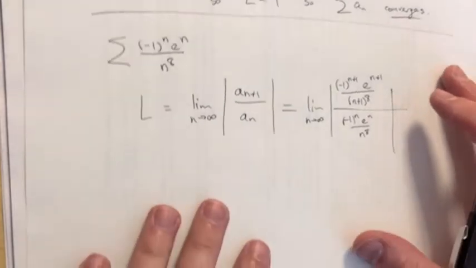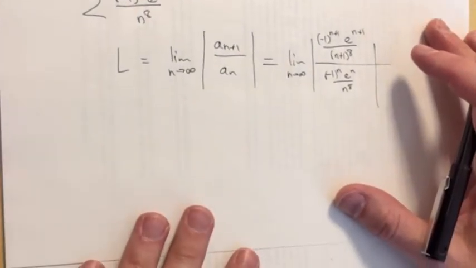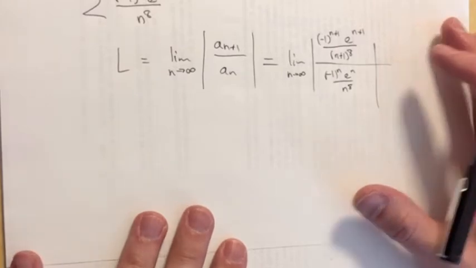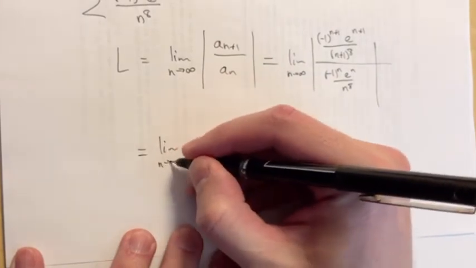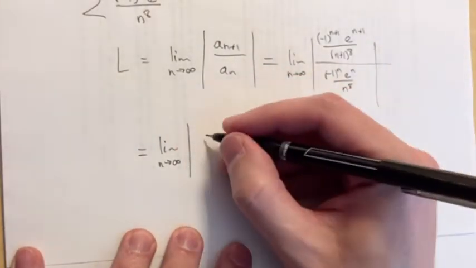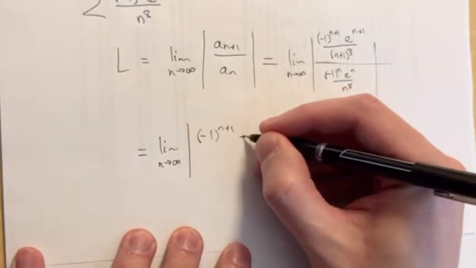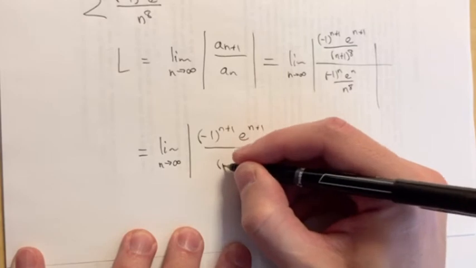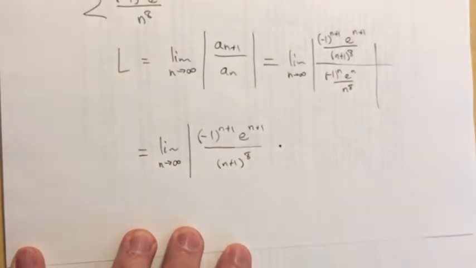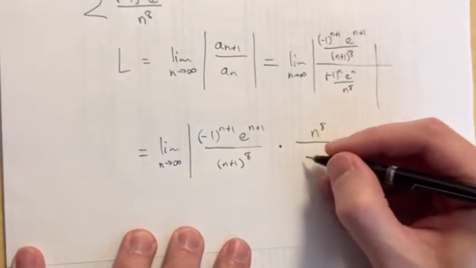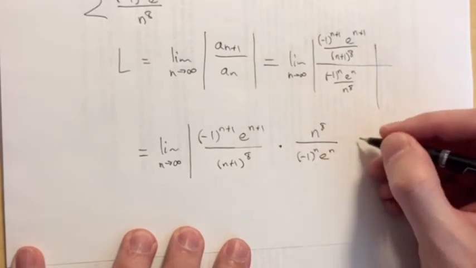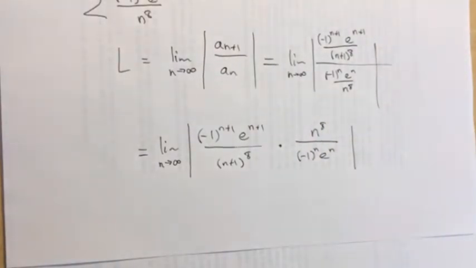Let's continue then. How can we simplify? So I'm going to write, as I usually do, this big fraction instead as a multiplication. I find that's the easiest way to simplify. It says (-1)^(n+1) e^(n+1) divided by (n+1) to the power 8, times the reciprocal of the other part. n to the power 8 on top, (-1)^n, e^n. All right? And hopefully a bunch of stuff will cancel.